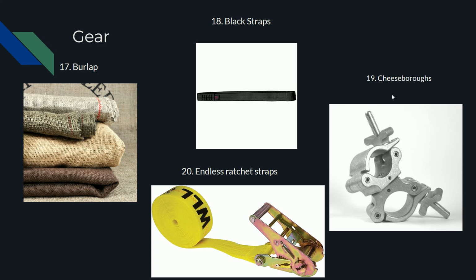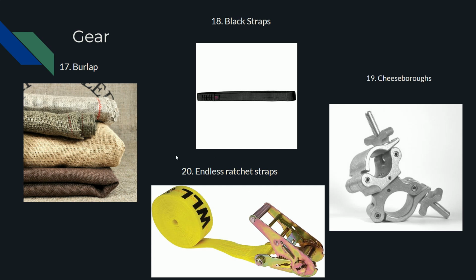All right, 19, cheese burrow. Pretty self-explanatory. You connect one side to the truss, and that way you can connect either another truss to truss, or you can connect a pipe to the truss, because we do hang off of pipes as well.